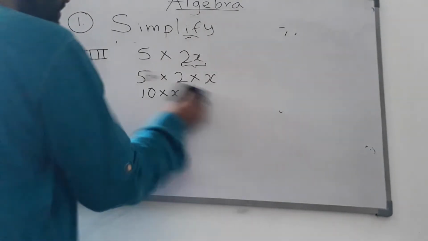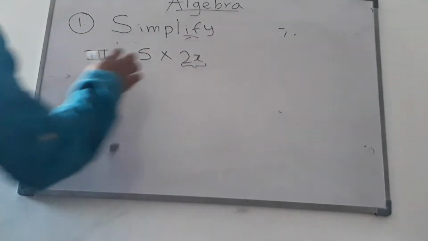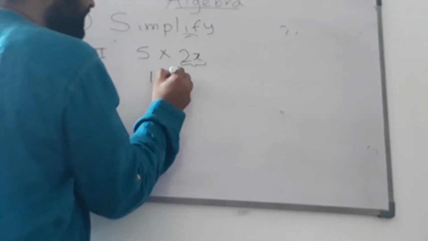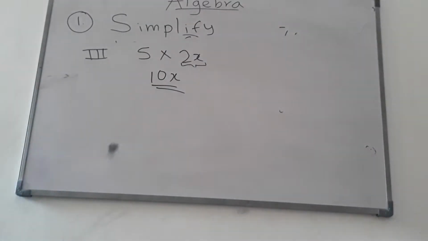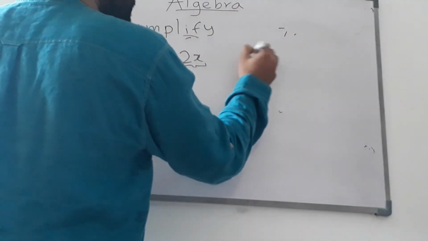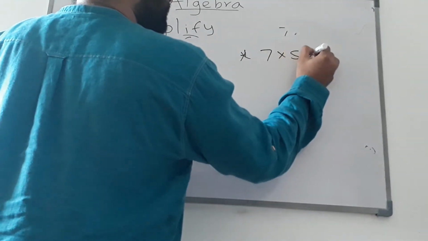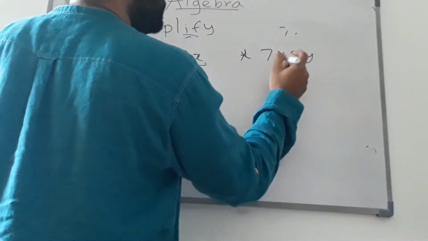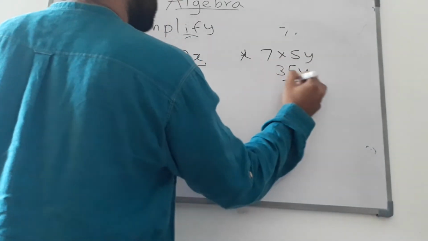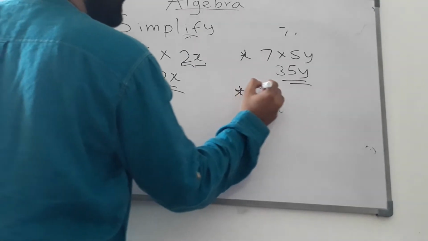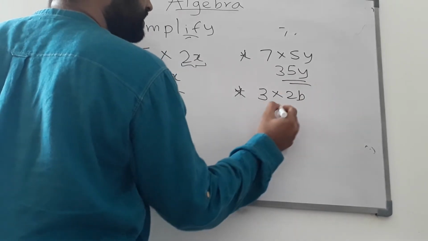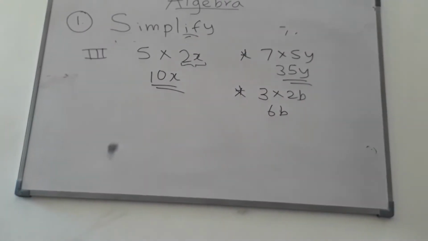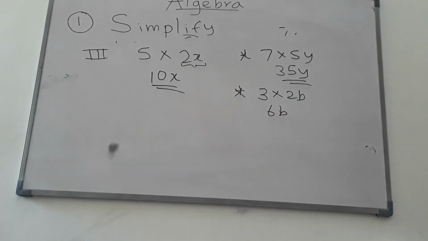Keep it in mind. Or straight away we can write 5 times 2x in this fashion. 5 times 2 is 10, 10 times x, 10x. That's easy. And also 7 times 5y can be written like 7 times 5, 35, 35 times y, 35y. More examples. 3 times 2b can be written like 3 times 2, 6, 6 times b, 6b. Next example.